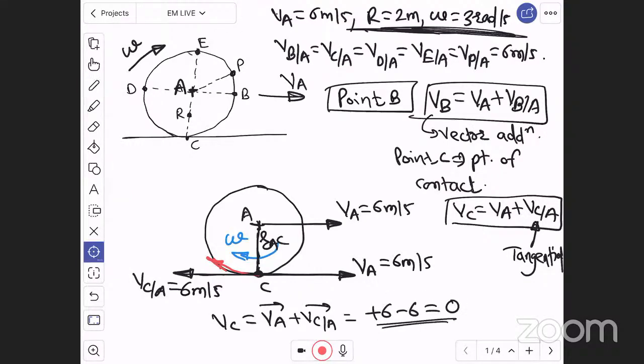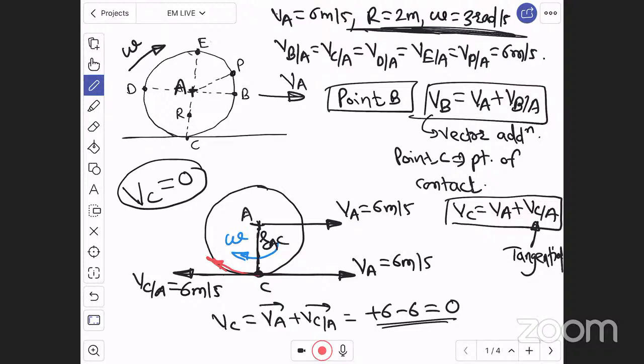They will cancel each other or not. This 6 meter per second going towards right side will cancel 6 meter per second going towards left. Therefore, the velocity of point C will be 0. This is a very important conclusion. Velocity of C is 0, right? This is a very important conclusion, my dear students, right?